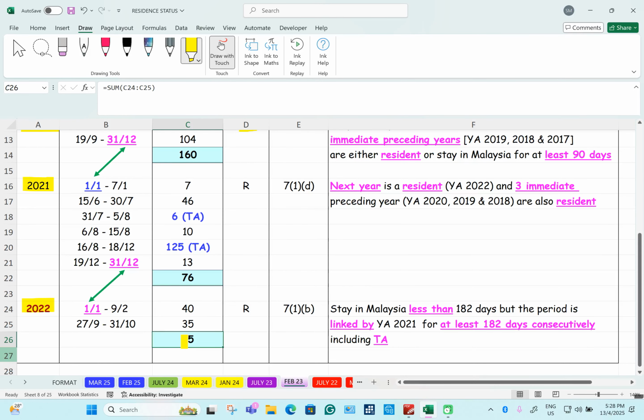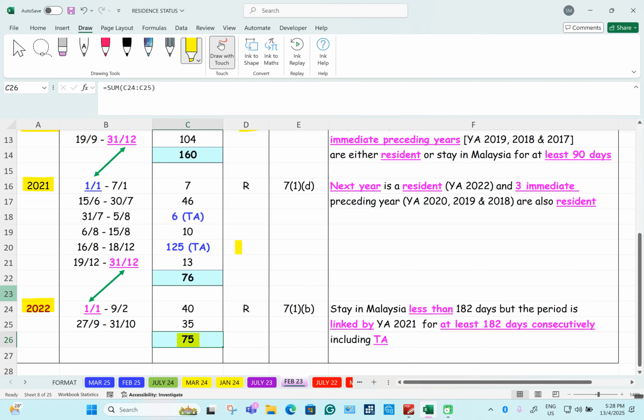Okay, 75 days, total up. 40 plus 35, 75 days. Guys, 75 days, less than 182, right? So we cannot use A. So what should we do? Okay, we try B. How about link by? Can we try link by? Yes, because we have 2021, isn't it?